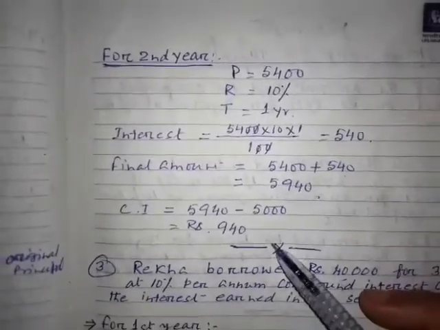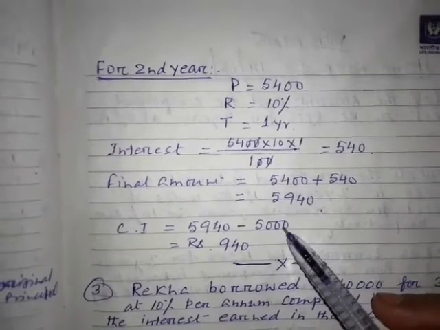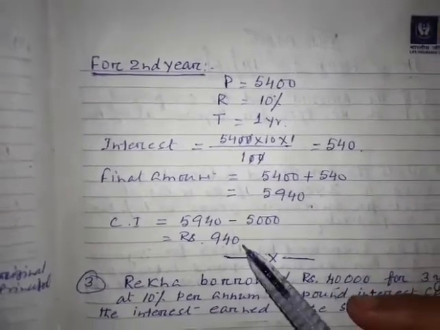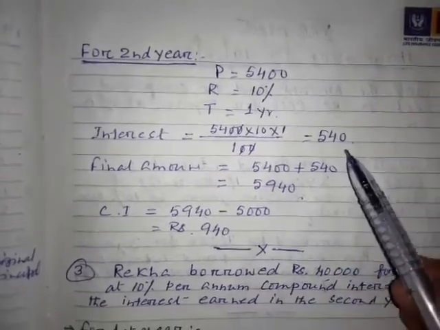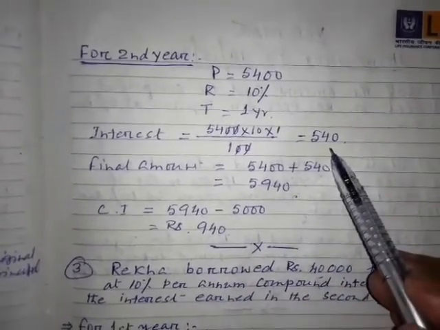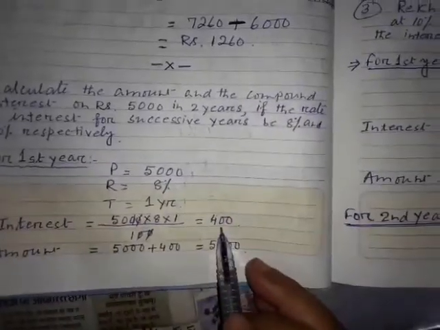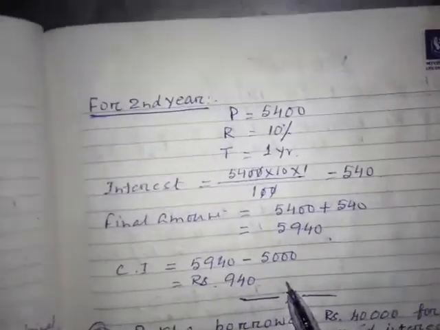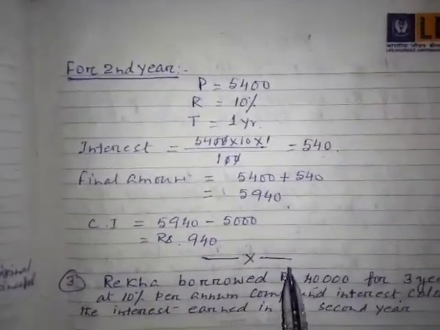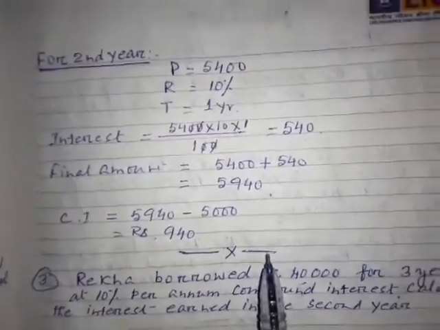How to find out the compound interest? Final amount minus the principal, actual principal. So if you minus it, you get it, or take the interest for the first year and second year. What is the interest for second year? 540. What is the interest for first year? 400. If you add these two interests, then also you will get the answer. So I hope it is clear. Successive means different year, rate of interest is different.